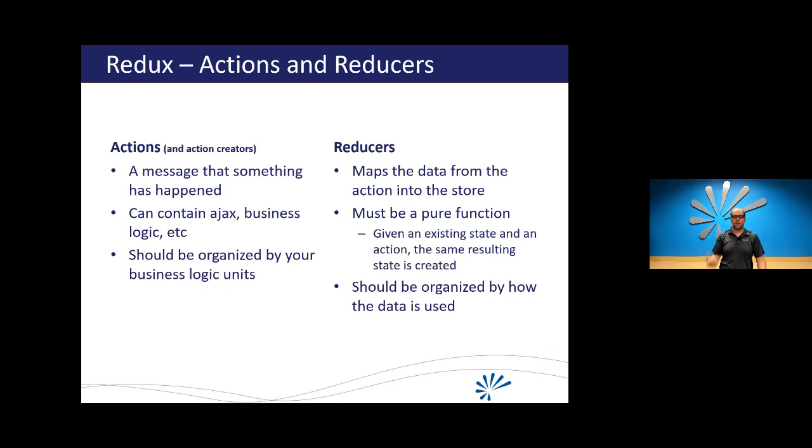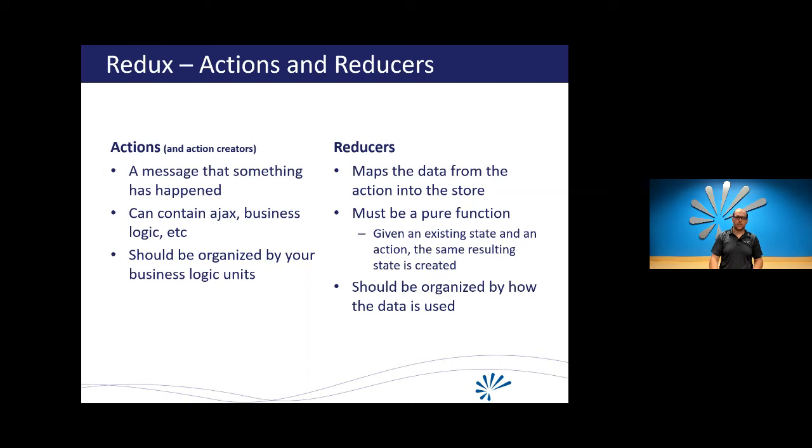Reducers are mapping your data from the action and injecting it into the store. They are pure functions, has to be a pure function. And what that means is that if I am given a state and an action, it should always produce the same result. Always. It should be predictable that that action produces that result. So anytime I dispatch that action, the reducer fires in exactly the same way.